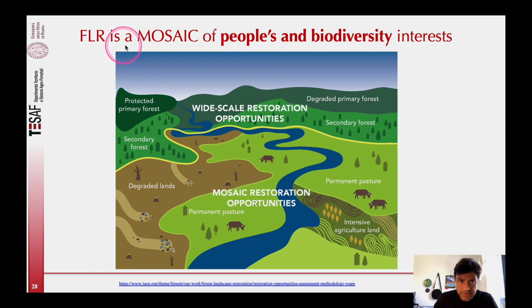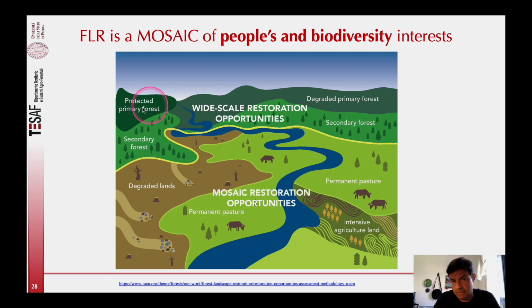So, forest landscape restoration is a mosaic of people and biodiversity interests. Here is just a scheme that shows how many different interventions you can have on the landscape to support or bring the many different stakeholders' interests engaged to actually improve the landscape as a whole.